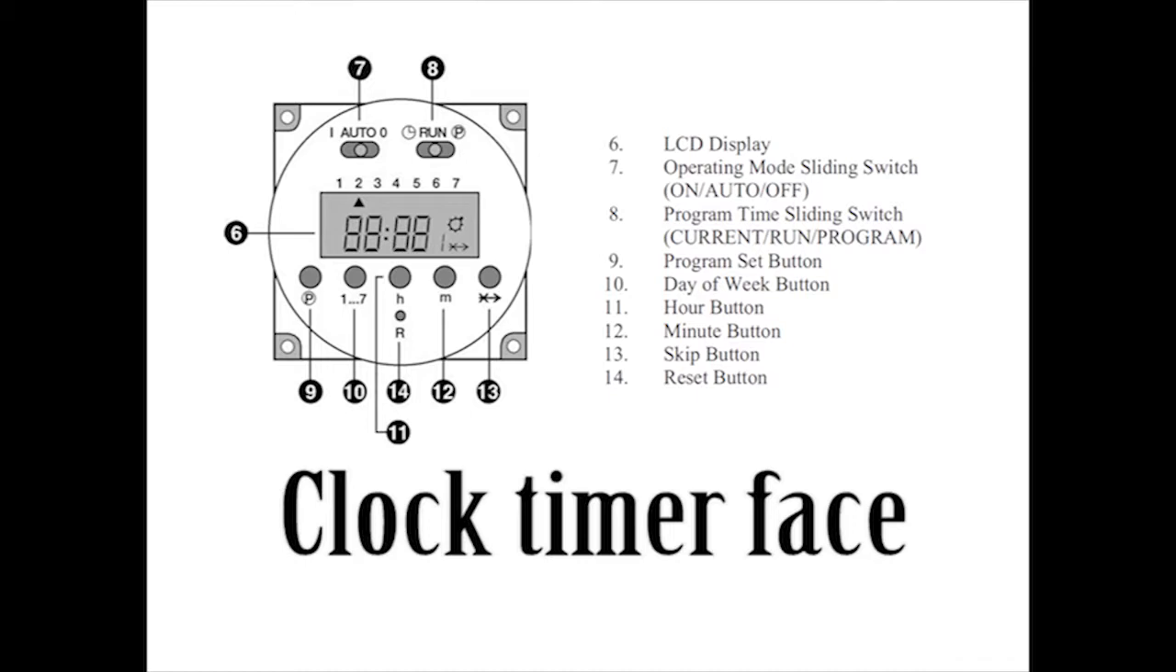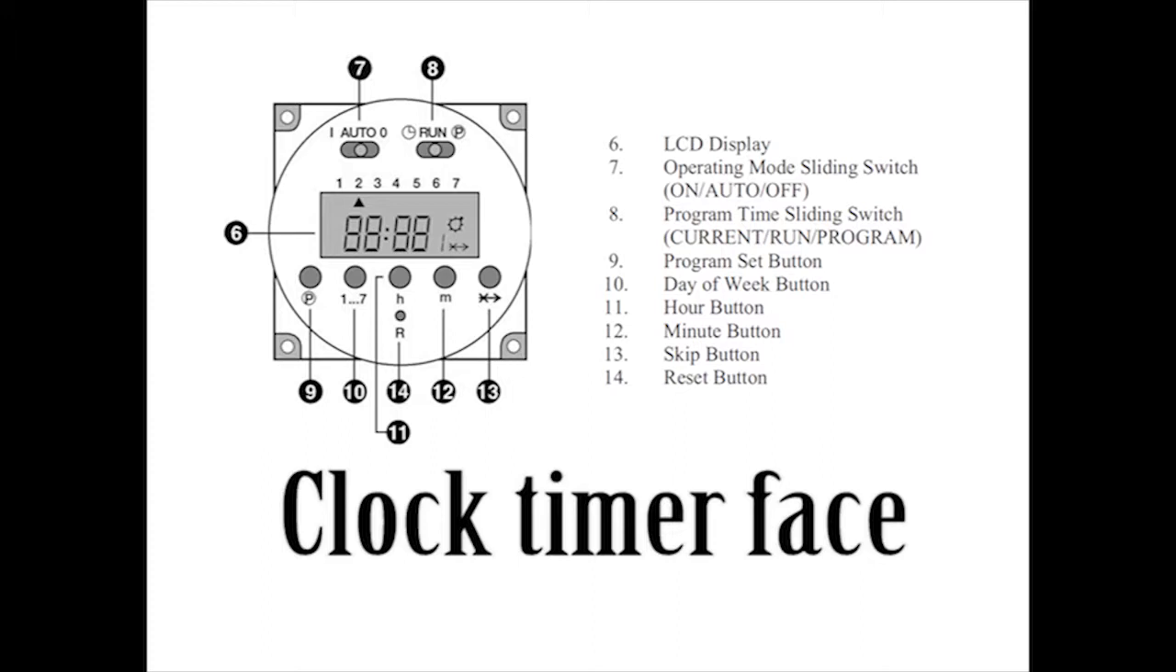Setting and adjusting the Howe clock timer kit. The I-Auto-O, number 7 on the diagram, controls the output for the timer. The I position, the output is closed, flaker is running. In the auto position, the output will be opened or closed based on the timer set point schedule. In the O position, the output will be open or unit turned off.